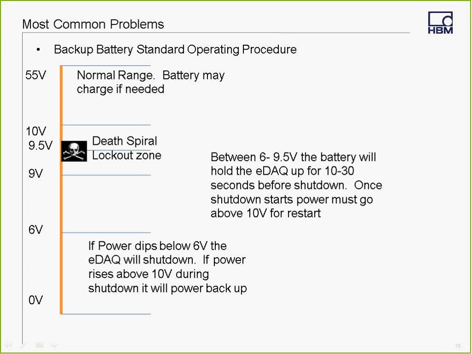Also we show here that between 6 and 9.5 volts, the battery will hold the eDAQ up for 10 to 30 seconds before shutdown. This is what we would call our cold cranking zone. And then if power dips below 6 volts, the eDAQ will shut down no matter what. Although if power rises back up above 10 volts, the eDAQ will power back up.